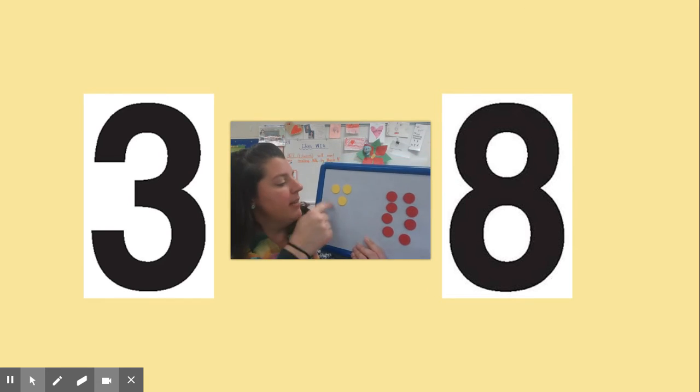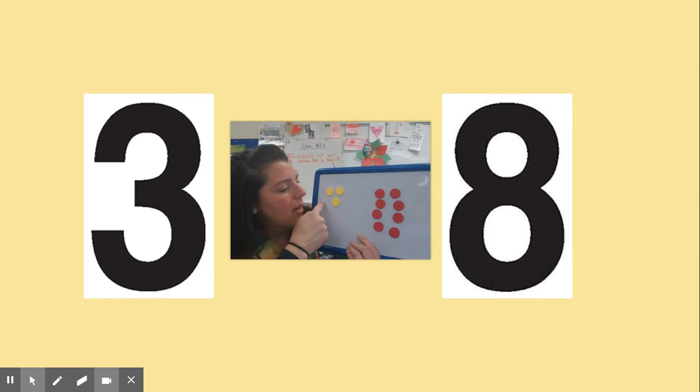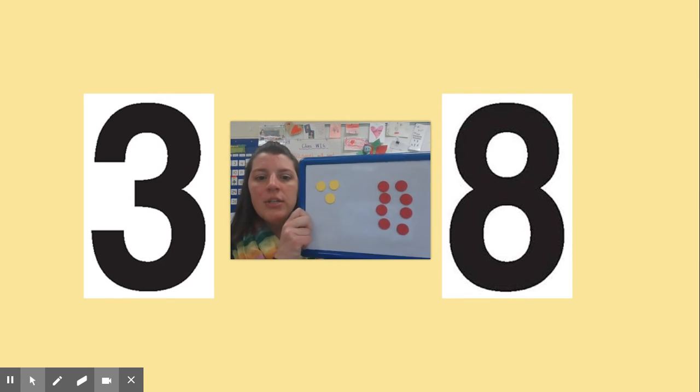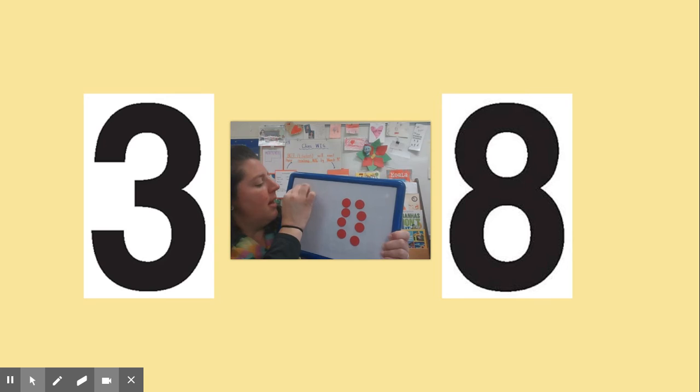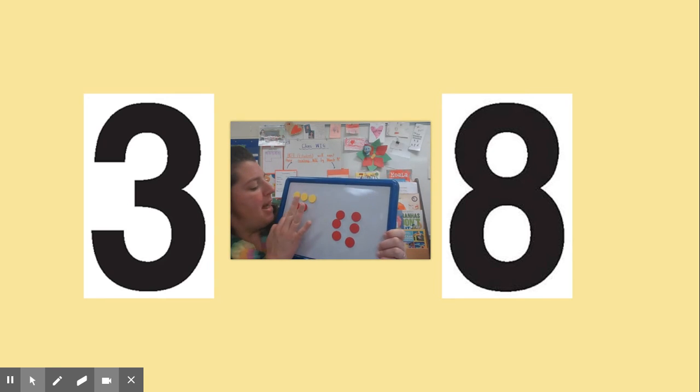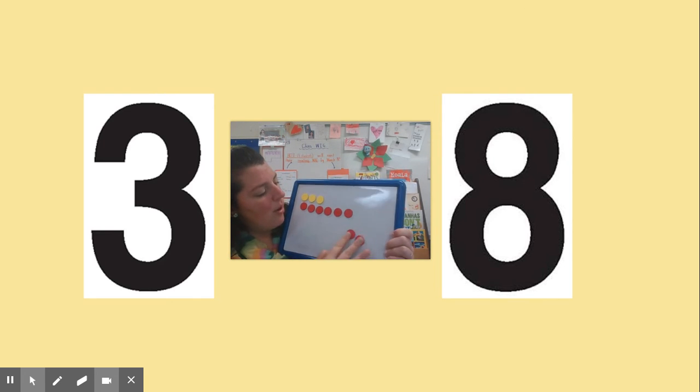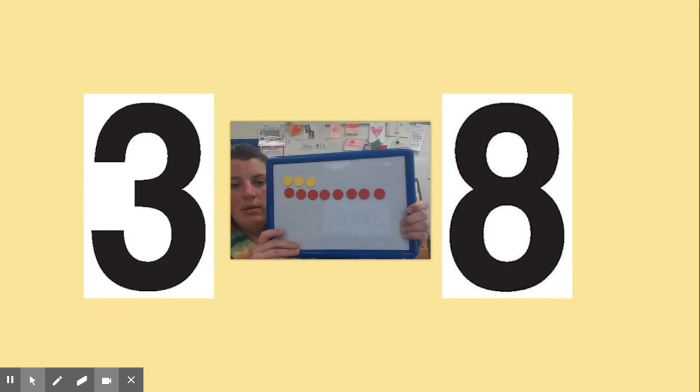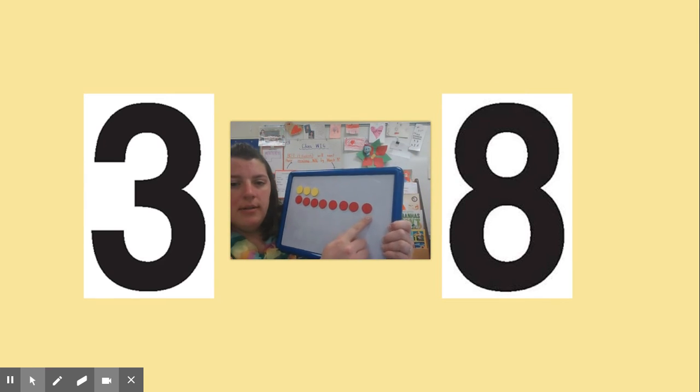So, first of all, when we look, it's kind of obvious that this set of 3 has less than this set of 8. This group is really small over here. But we could do it another way. We could line them up, 1, 2, 3, just like we did with our cubes. I'm going to match the dots. And then look at this. I still have a lot more for my group of 8.